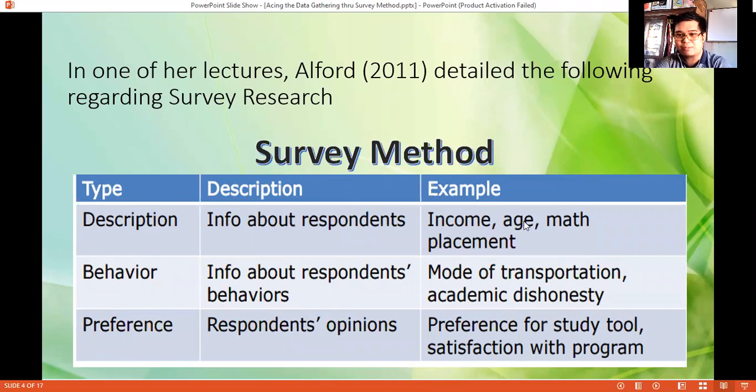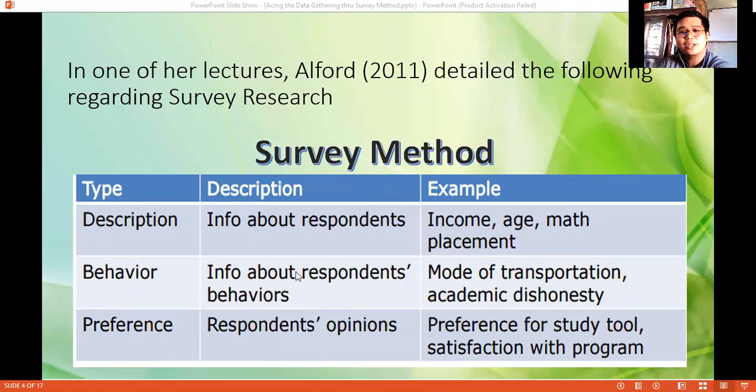This is in the description part. It is in the variable box: the age, the socioeconomic status. Yes, Mr. Morin. Sir, independent. Good. It is in the independent variable part. That is sex, that is age, that is grade level, that is strand.